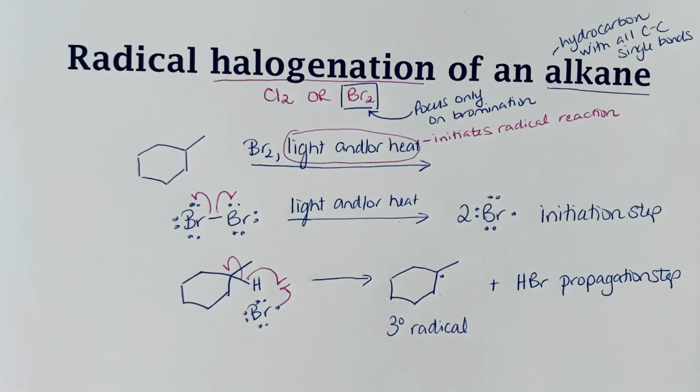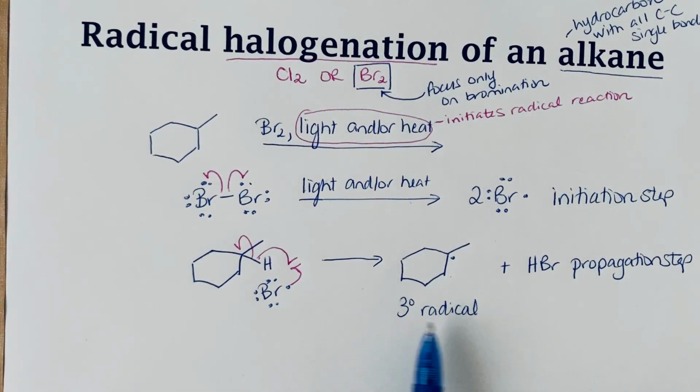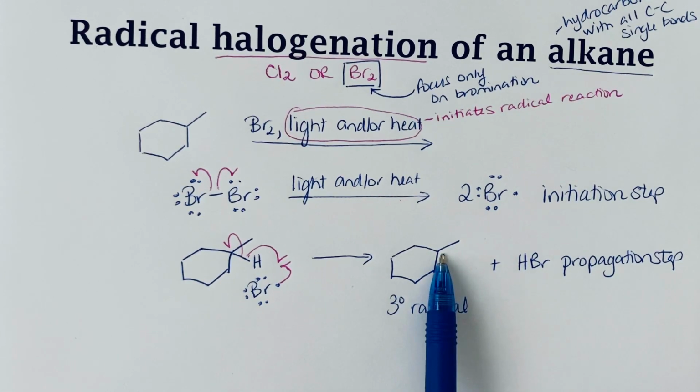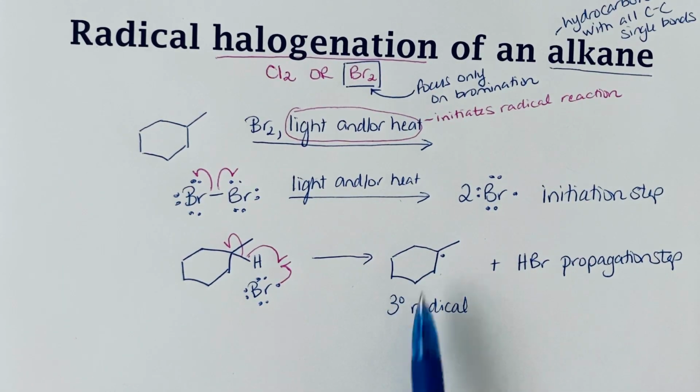So all radical reactions will have steps that are initiation steps, and they will have steps that are propagation steps. And finally, they'll have steps that are termination steps, where two radicals come together and overall the radical concentration is decreased. Okay, so this tertiary radical is what's controlling the selectivity of this reaction, because this is going to be more stable than a primary radical that would form here or in any of these secondary carbons.